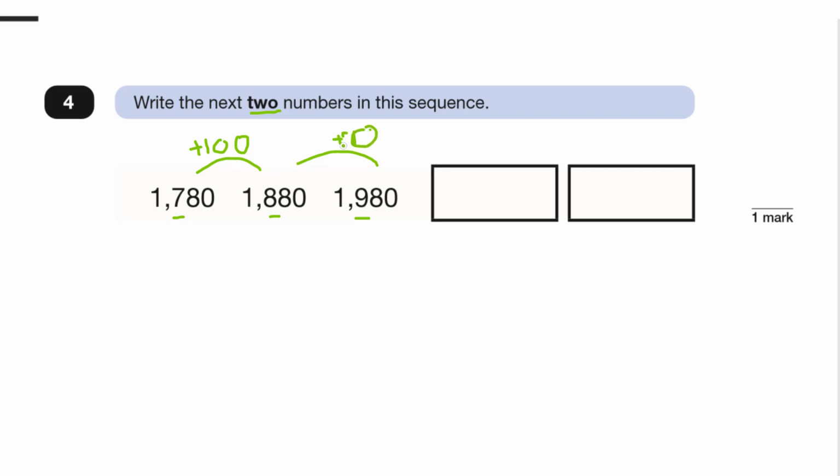So if we added 100 to 1,980, it's actually more helpful to think about this as 17, 18 and 19, because then I can think of the next one as 20 and then 80. Okay, it's actually 2,080, isn't it? 1,980 plus 100 is 2,080.